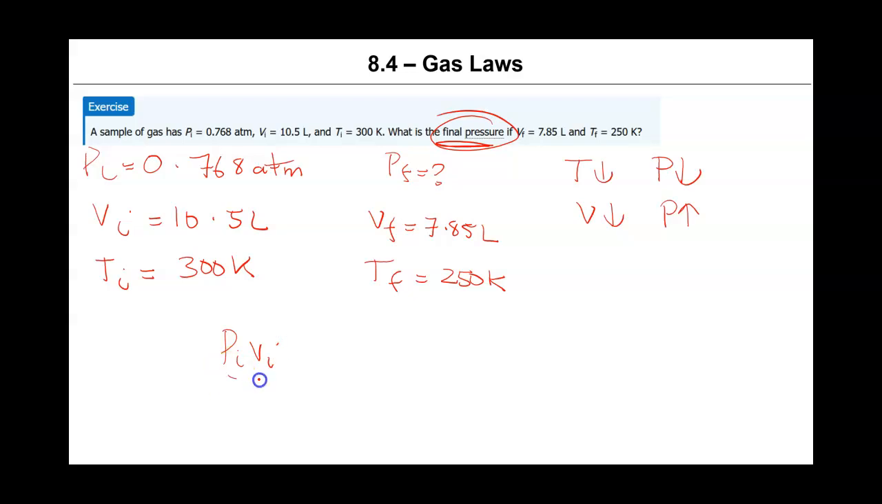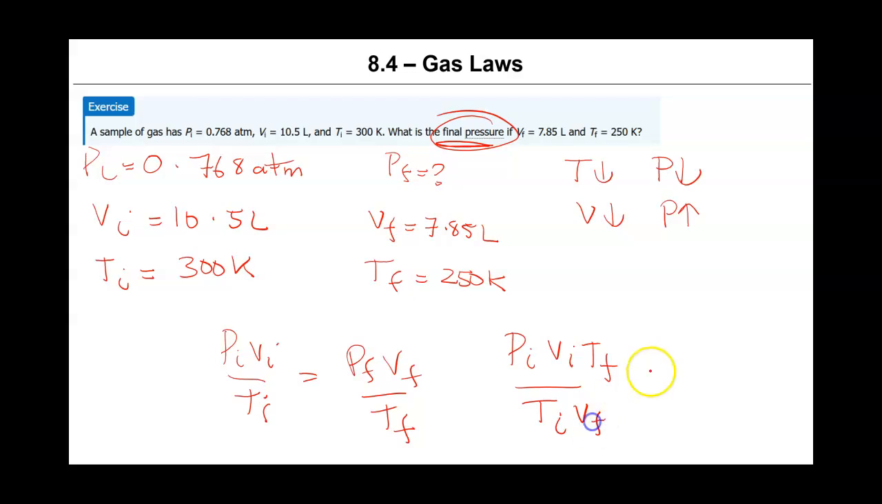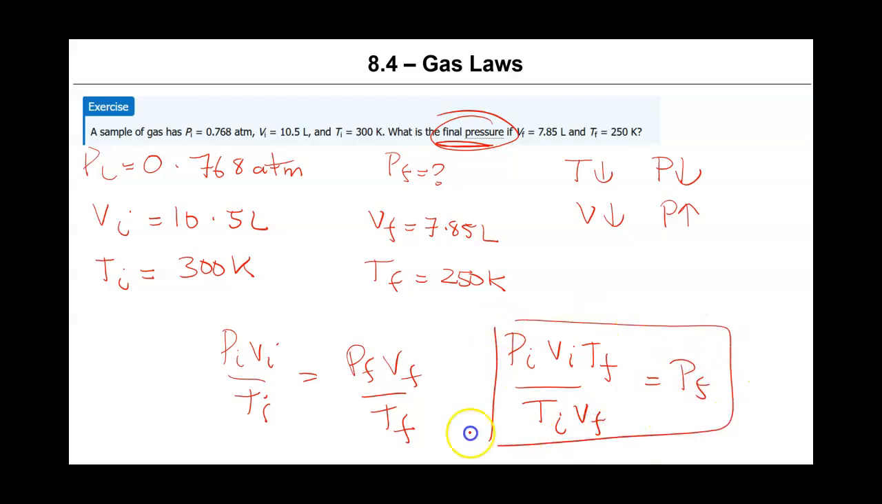Pi Vi on Ti is equal to P final V final on T final. So we want P final, so I'm going to have to multiply both sides by T final, and I'm going to have to divide both sides by V final. There we go. That'll give us our expression.